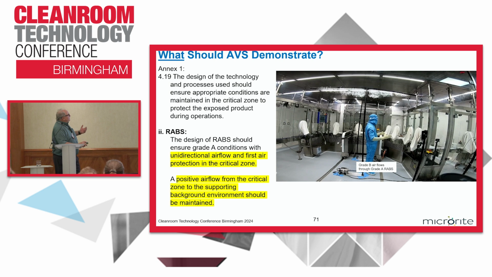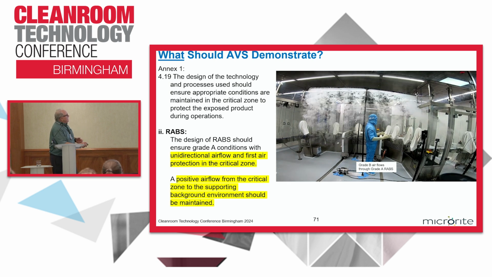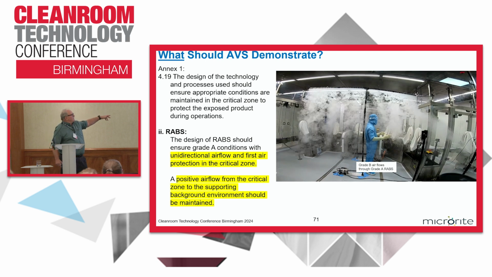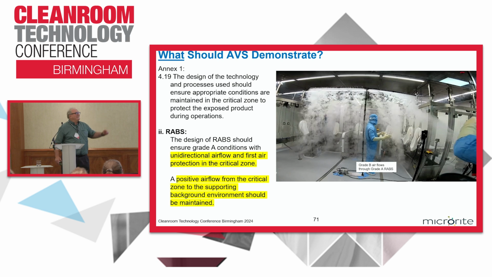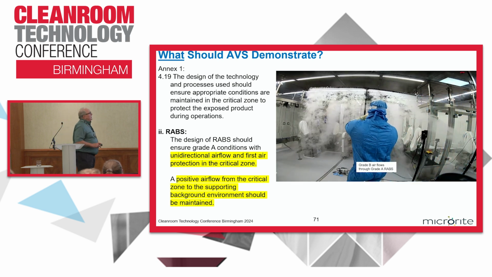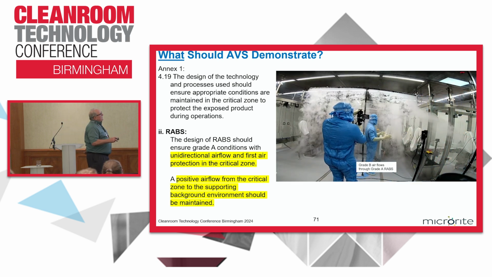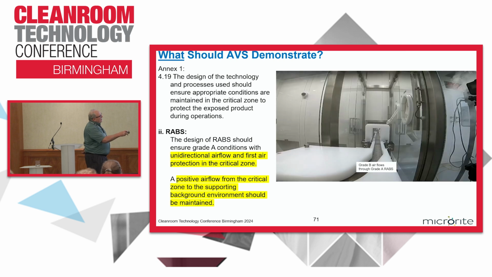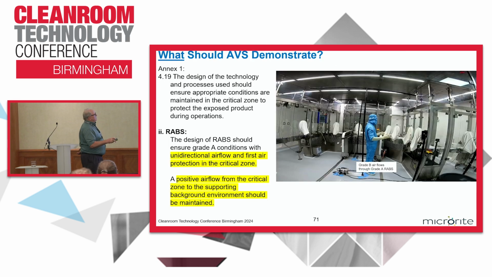Talking about RABS, the design of the RABS should ensure grade A conditions with unidirectional airflow and first air protection of the critical zone. A positive airflow from the critical zone to the supporting background environment should be maintained. In this video, we're generating smoke in the grade A air, but there's air returns on the other side. Let me go back here. Maybe I can, hopefully this will start. So there's an air return on the other side of the RABS enclosure.